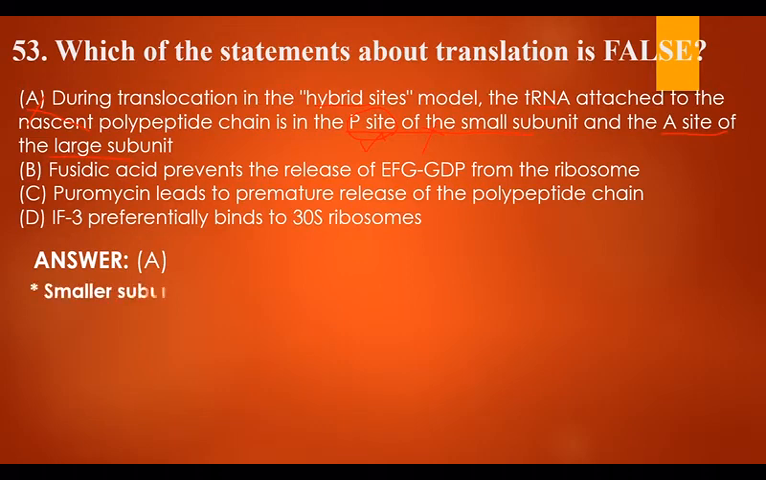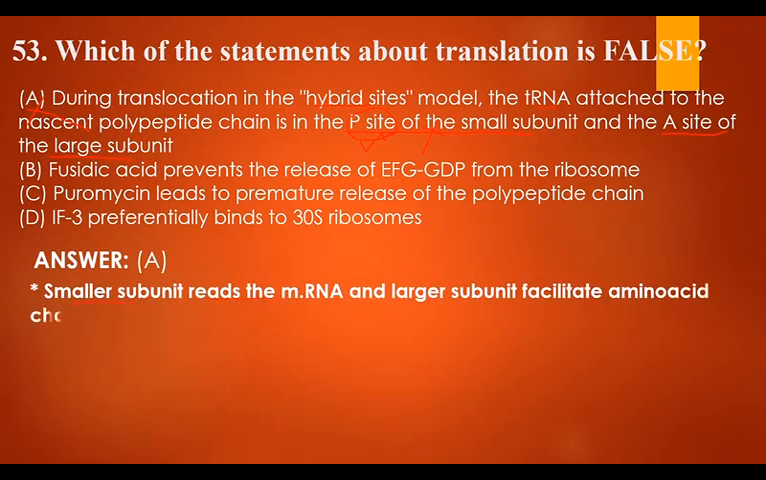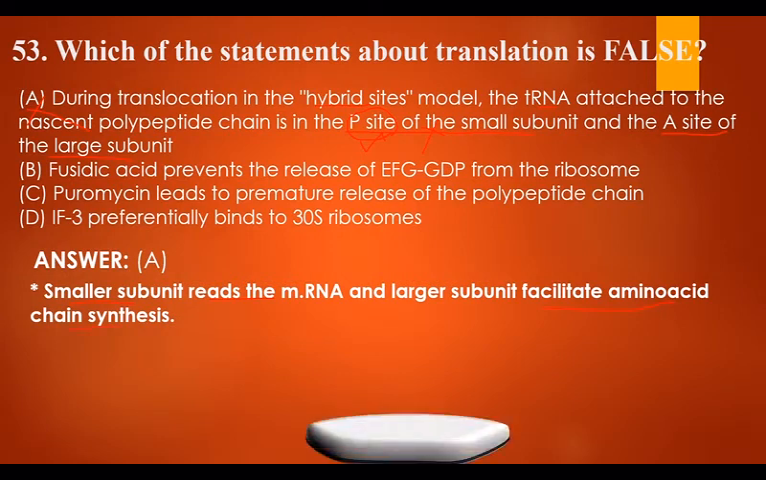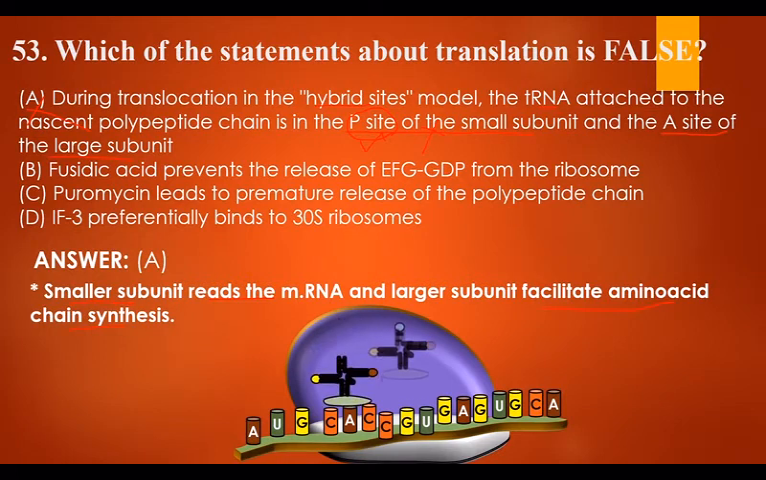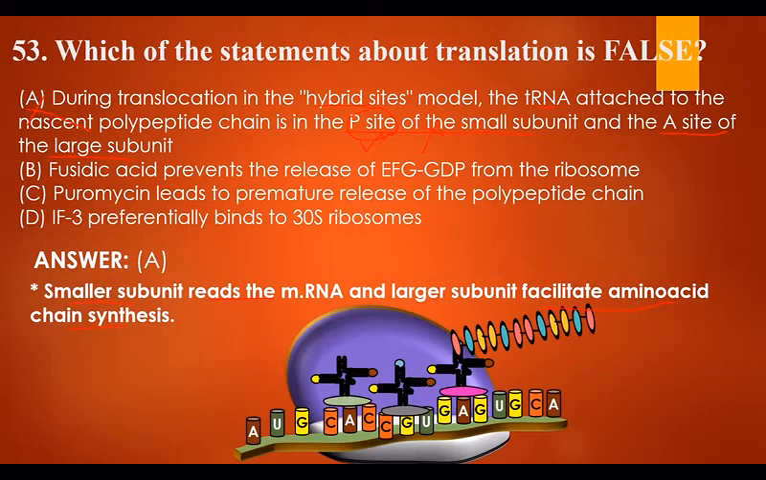The smaller subunit reads the mRNA and the larger subunit facilitates the amino acid chain synthesis. Here you can see the smaller subunit which reads the mRNA, and then only the tRNA and larger subunit come. So when it comes, it produces the amino acid chain synthesis. Here you can see between the P and A site, that is between the peptidyl and the amino acid synthesizing A site, there is peptidyl transferase.